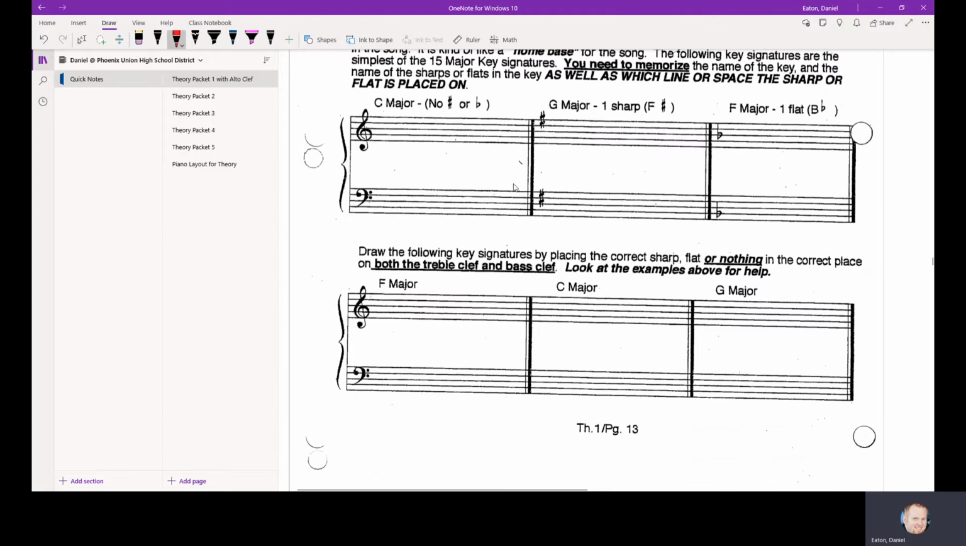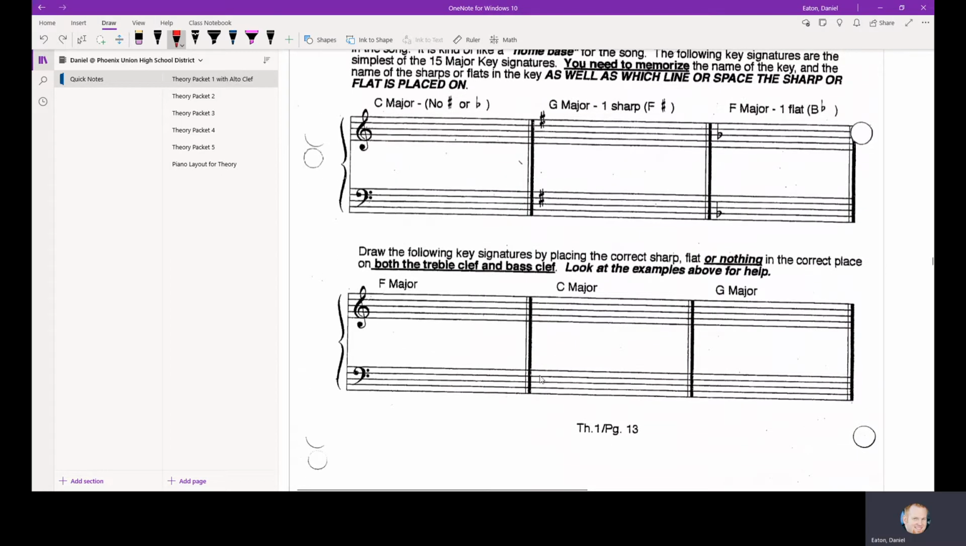So you are literally copying. For F major, I'm going to look up here, F major has one flat, that flat goes right here, and that flat goes right down here. Remember, it's not the same line or space because the clef is different, right? This one's on the second line, this one's on the third line. Make sure you put the flats in the right place, okay? That is the process of doing it.